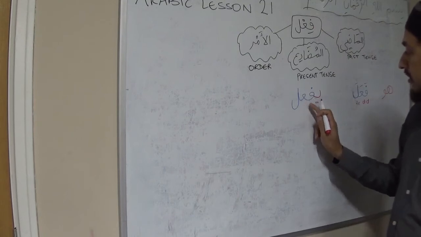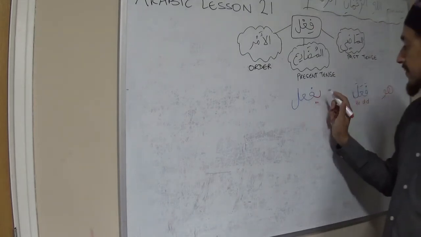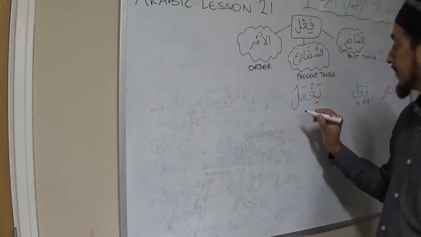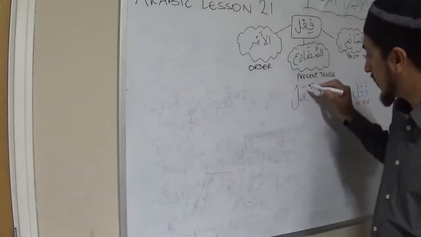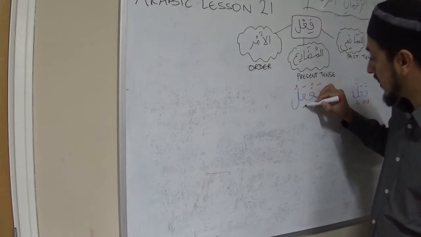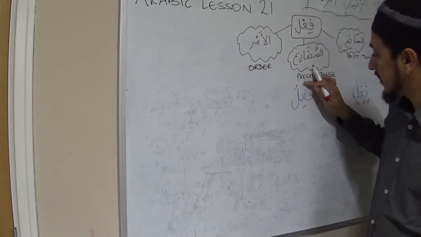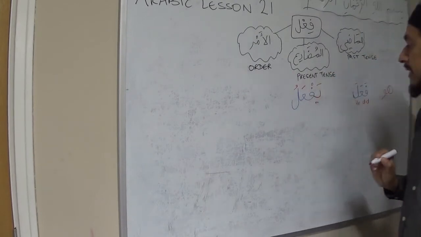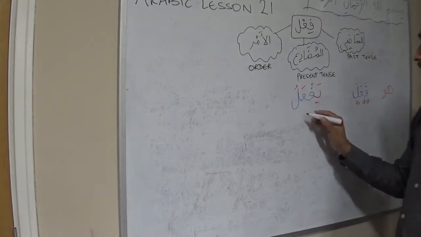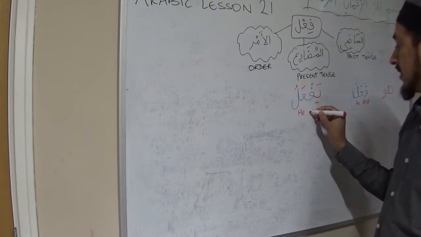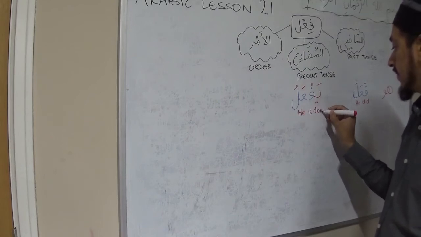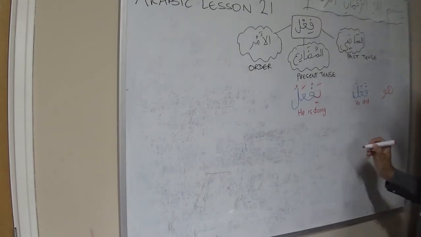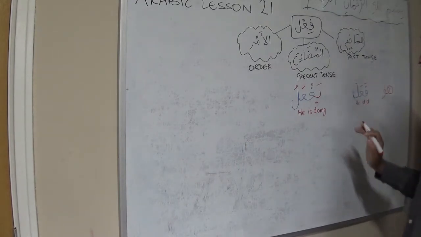You can see the same three root letters. Fa'ala, the fa, the ayn and the lam. Yaf'alu. Sometimes the middle will have a fatha, sometimes a kasra, sometimes a dhamma. That is just, as you learn it, you get used to it. Yaf'alu, how the Arabs did it. Fa'ala, yaf'alu. He did, he is doing. Yaf'alu in the present tense, that's the past tense.